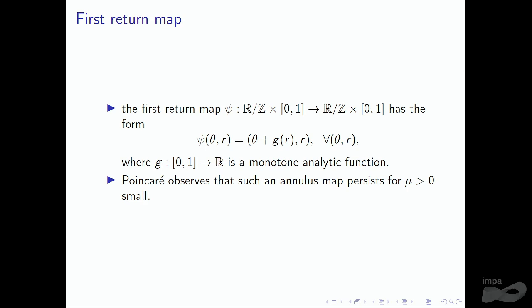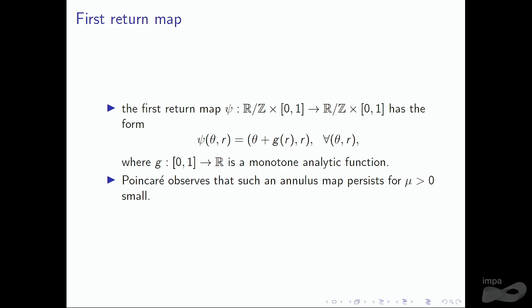So you have this annulus map. Even if you fix the low energy of the rotating Kepler problem, if you perturb this parameter mu a little bit, make it positive but very small, you still have this structure. You have this homeomorphism, the annulus map. You have the twist. So you have infinitely many periodic orbits.